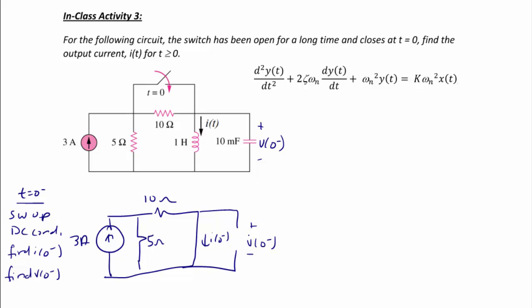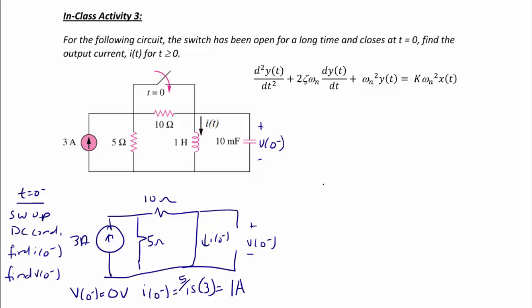So now I'm going to find V of 0 minus, which is the voltage across a short circuit. So V of 0 minus is equal to 0 volts. And I find I of 0 minus. I can use the current divider because this is the same as the voltage across the 10 ohm resistor. So it's 5 over 15 times 3, which is equal to 1 amp.